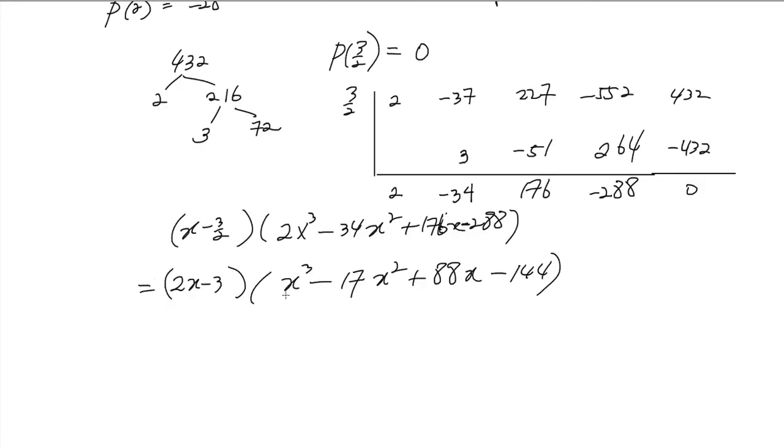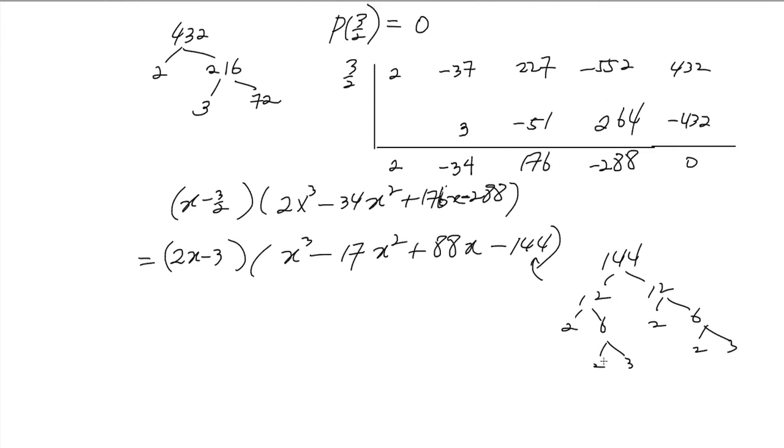So what number will factor this? By the rational zero theorem, it's strictly factors of 144. So 144 is 12 times 12, right? That's 2 times 6, 2 times 6, so 2, 3, right? So we can try 2, 4, and then 6, and then 9.